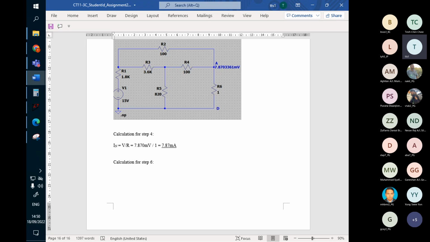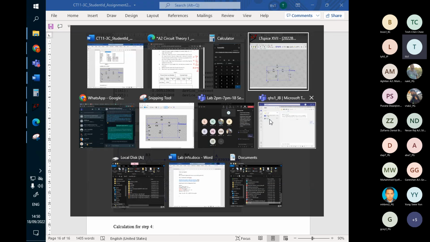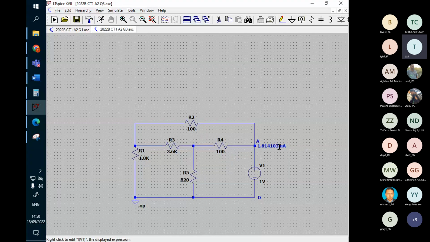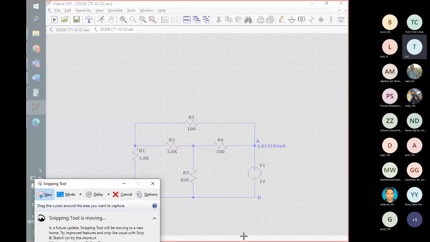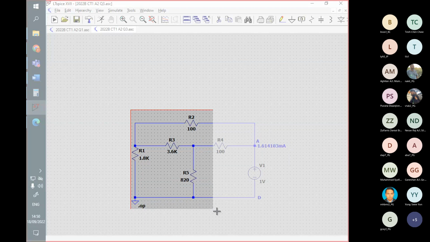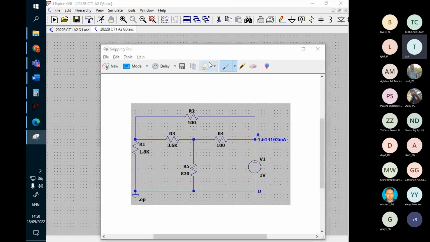We need to calculate resistance. R is equal to V over I, equal to 1 volt over... So take not this number, this number. That's why I need to copy this into our reports.